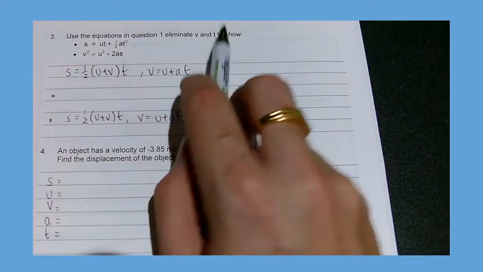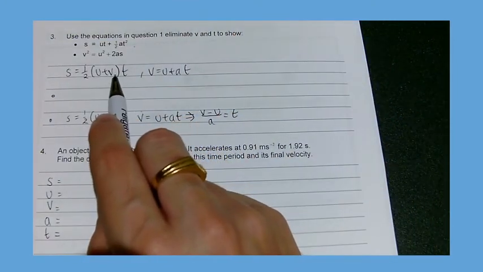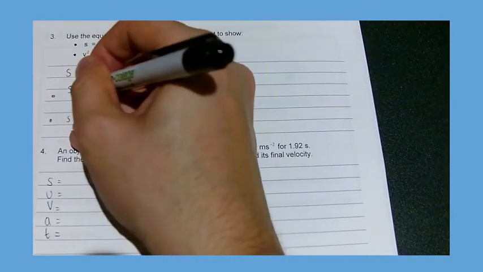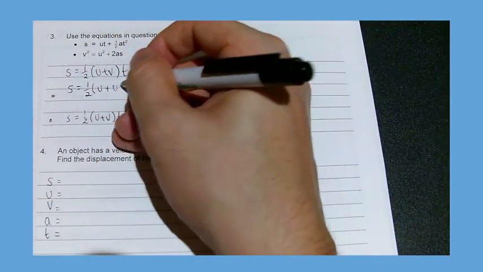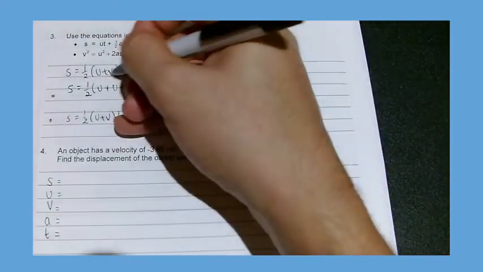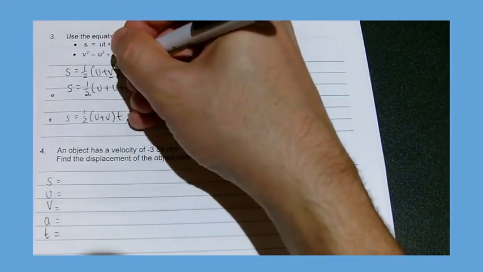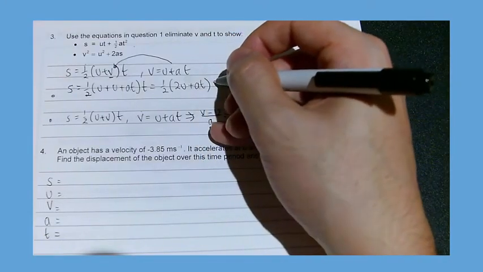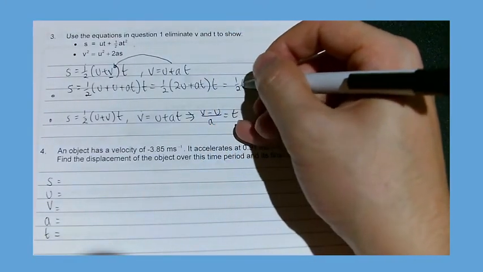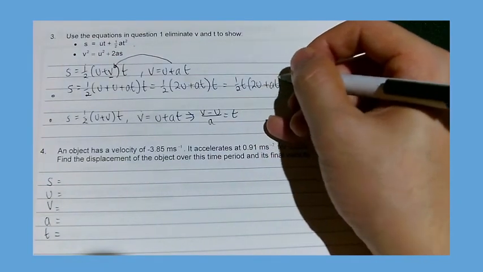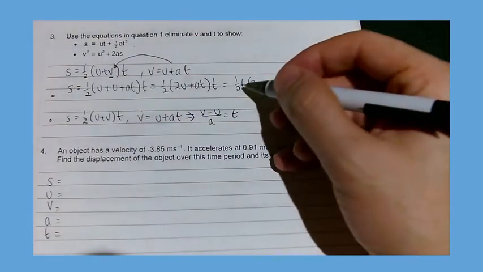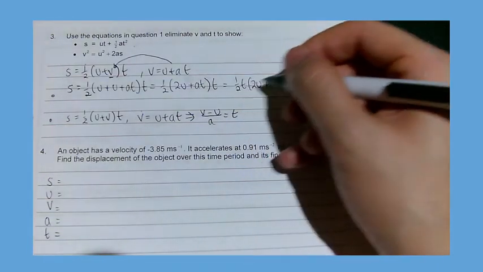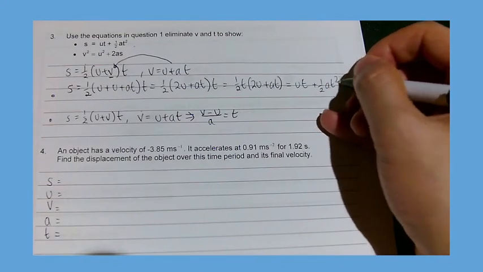Now, if I want to eliminate v and t, let's take it in turns. First of all, I can substitute for v. I can substitute u plus at. So I'm going to put exactly that into that. When I do that, I get half t times 2u plus at. Obviously if I expand the brackets, half t times 2u becomes ut, and half t times at gives half at squared, which is what I want.